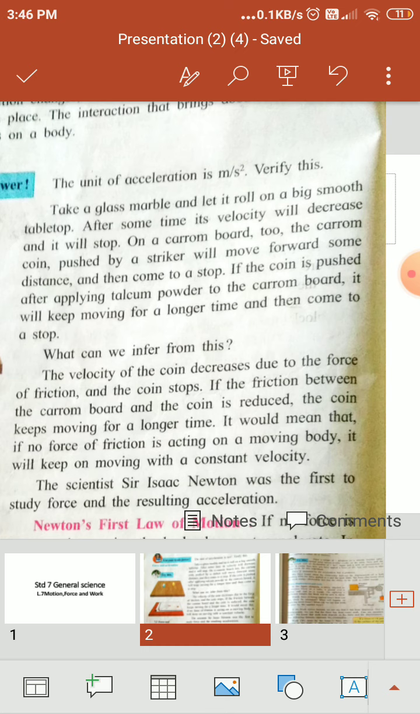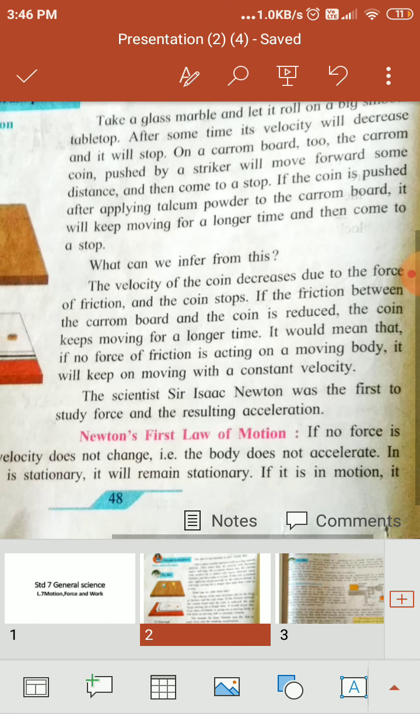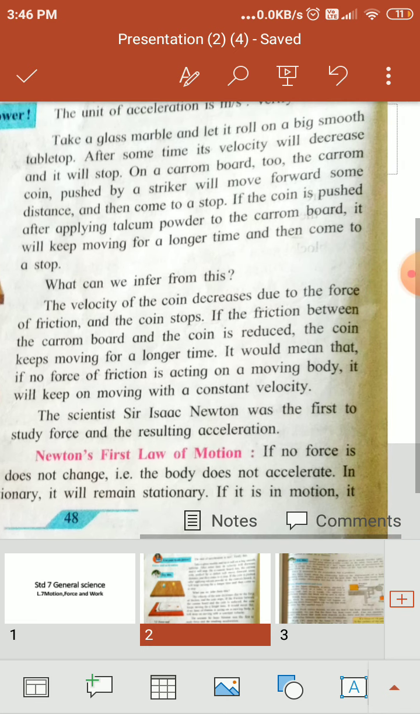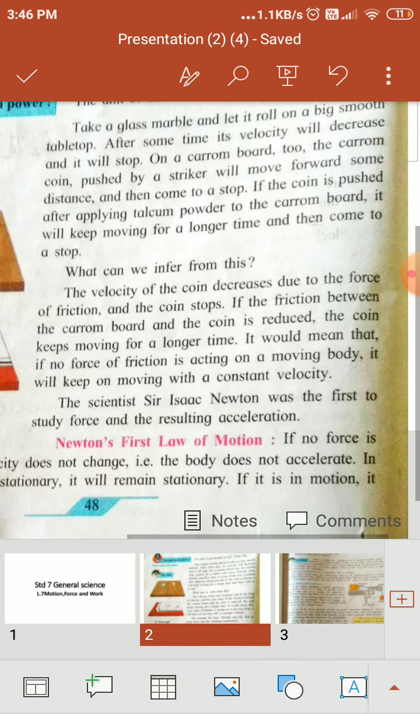Then what can we infer from these activities? That means the velocity of the coin decreases due to the force of friction and the coin stops. If the friction between the carom board and the coin is reduced, the coin keeps moving for a longer time. It would mean that if no force of friction is acting on a moving coin, its velocity would not decrease.